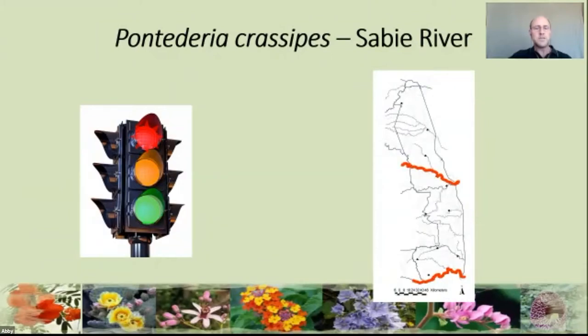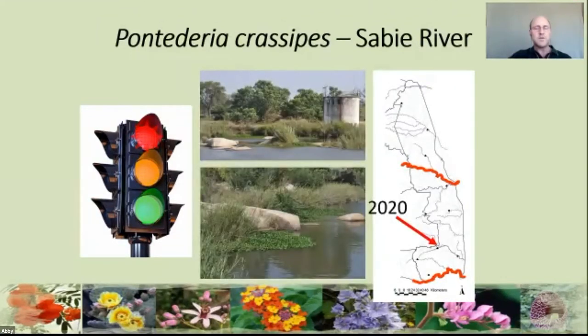A major concern, though, for us was last year we found hyacinth in the Sabie River. It's the first time, to my knowledge, that hyacinth has been found in the Sabie catchment. So we need to also now start working on this.